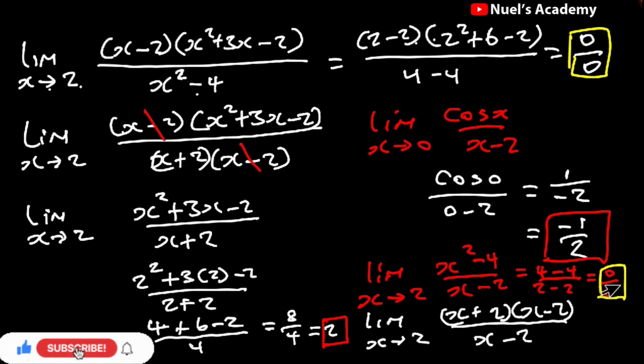As you can see, this and this are going to cancel. We will be left with x plus 2. If we substitute x equals 2 into this expression x plus 2, we are going to get 2 plus 2, which is equal to 4. So the answer to this question is 4. Let's go ahead and solve other questions.